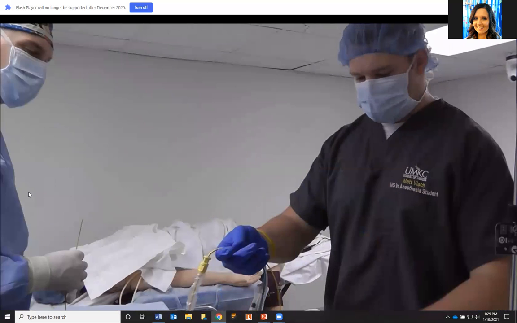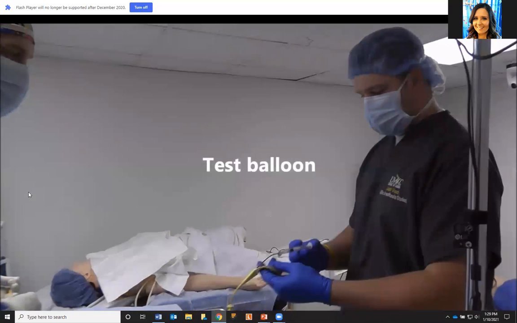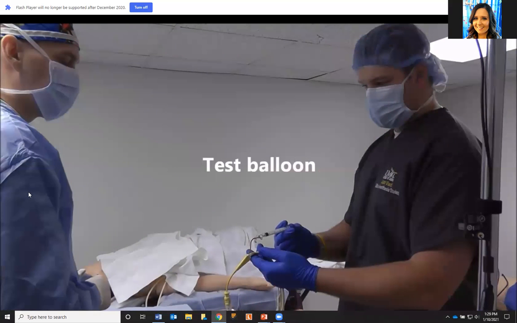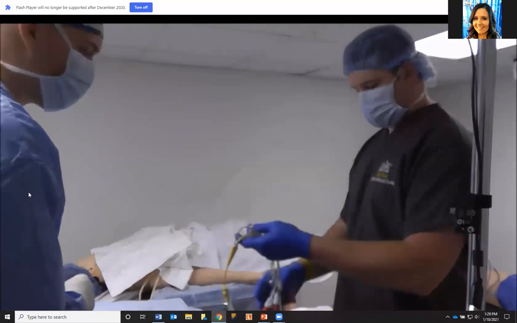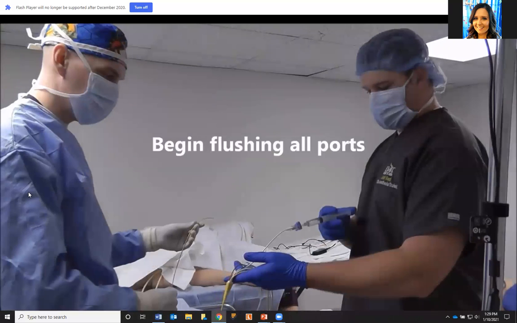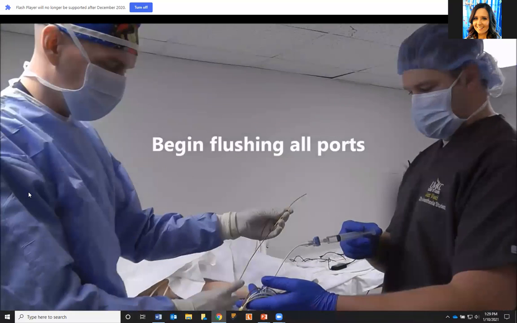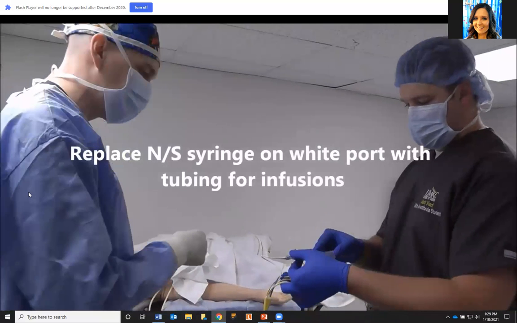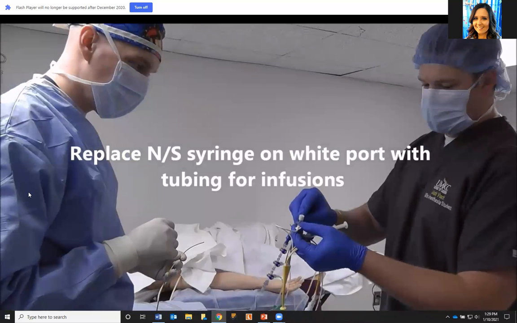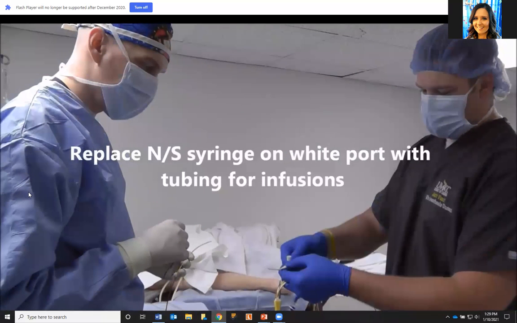All right, brother, let's test the balloon. Balloon up. Okay, balloon's good. Deflate the balloon. Okay, go ahead and flush my white port, please. And I can see that it's flushed. Okay, so now that that's flushed, go ahead and hook up my infusions. My infusion tubing here to the stopcock. I'll open the stopcock.